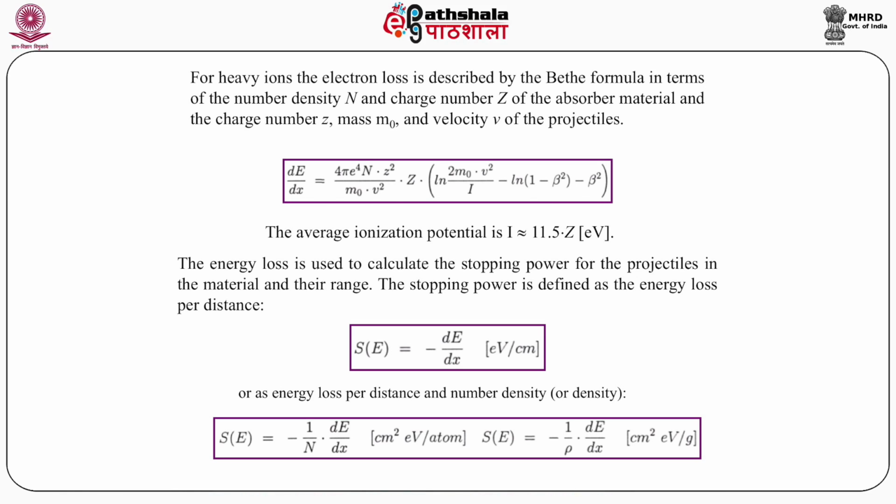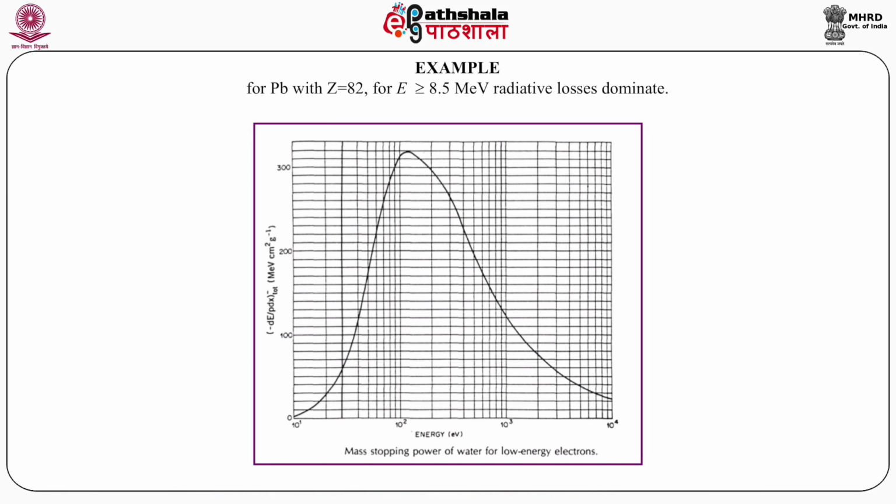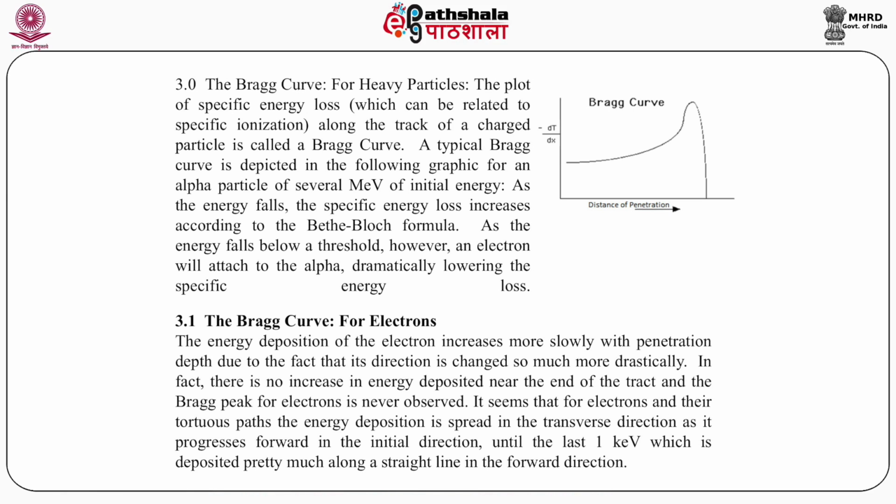There is one example for lead, with Z value 82 and E more than 8.5 MeV, where radiative losses dominate. When the energy of the particle is more than 8.5 MeV or equivalent to this, radiative losses dominate, and the graph shows that. Another point to understand is how a charged particle loses its energy with depth. This is shown by the Bragg curve.